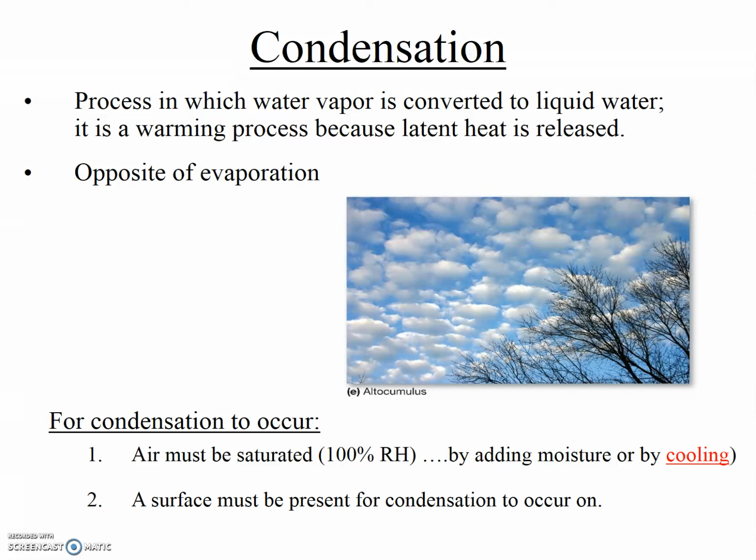Secondly, a surface must be present for condensation to occur on. Generally, a surface is almost always present. A surface can be grass or your car in the case of dew, but it could also be little particles of dust or smoke or bacteria in the air. These solid particles in the atmosphere are called condensation nuclei. And the condensation nuclei is the surface on which condensation occurs.